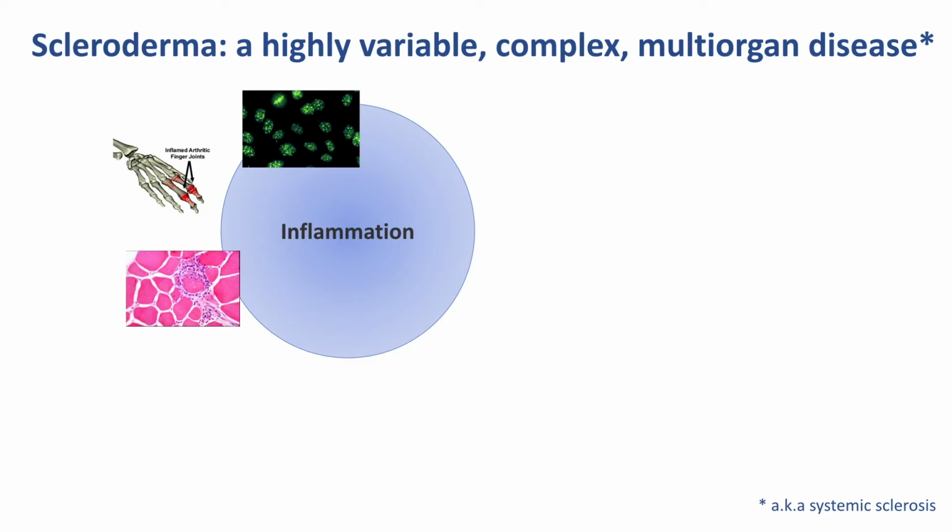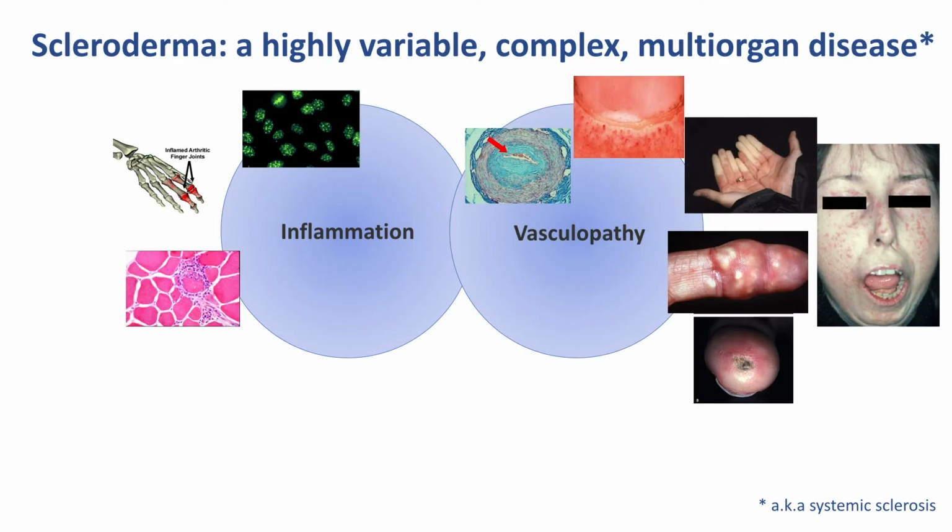It's characterised by three sort of pillars, if you like, of pathology. Firstly, inflammation, which reflects the autoantibodies I was talking about before, and maybe things like joint and muscle inflammation. Vasculopathy, which is sort of narrowing of blood vessels. For example, you can see the white fingers there. We call that Raynaud's phenomenon. This is a loss of circulation due to constriction of blood vessels induced by the cold. And there are lots of other vascular disease manifestations listed there as well.